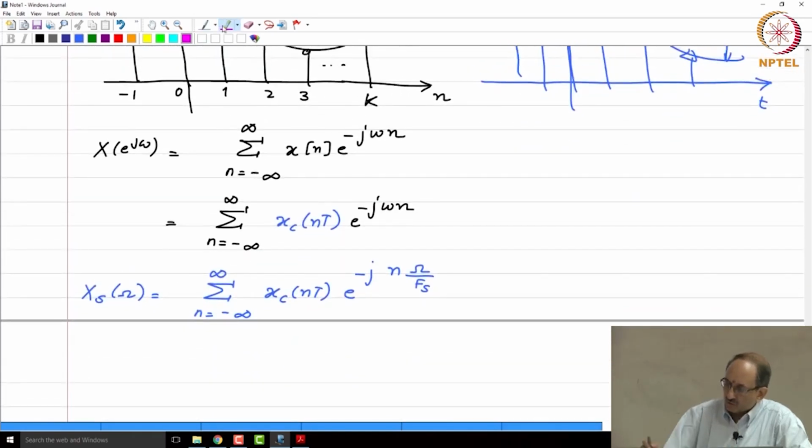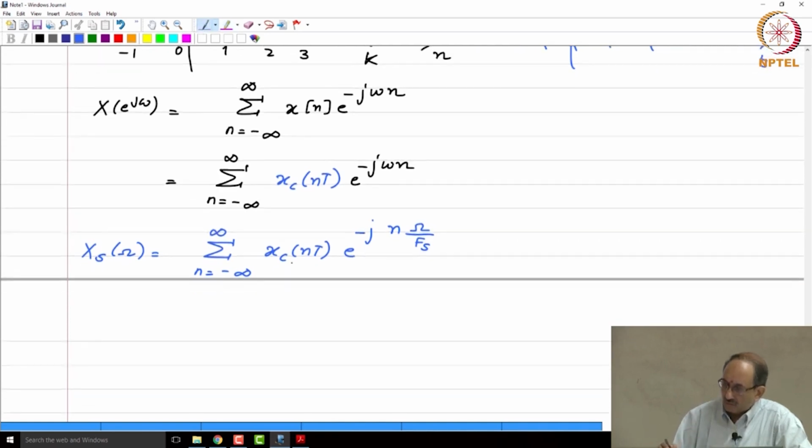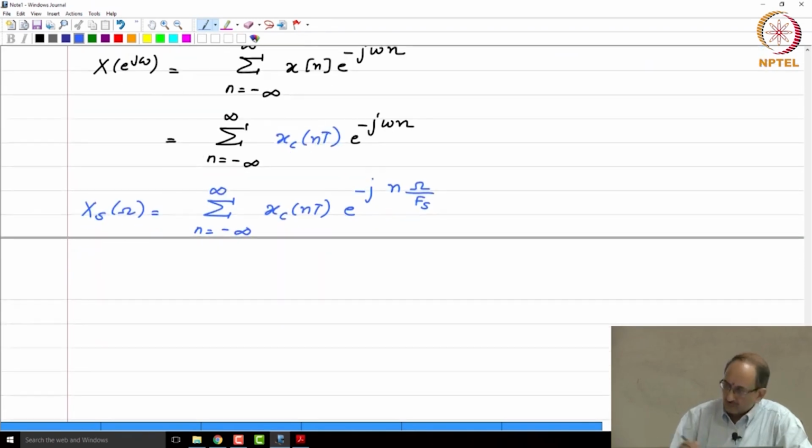So, that periodic repetition picture was not present in this expression. But if you look at these two, you can now start to see the connection here. Let us take Xs of omega. This is actually omega s periodic. We got the picture about the periodicity of Xs by the second approach. We know that this is omega s periodic.